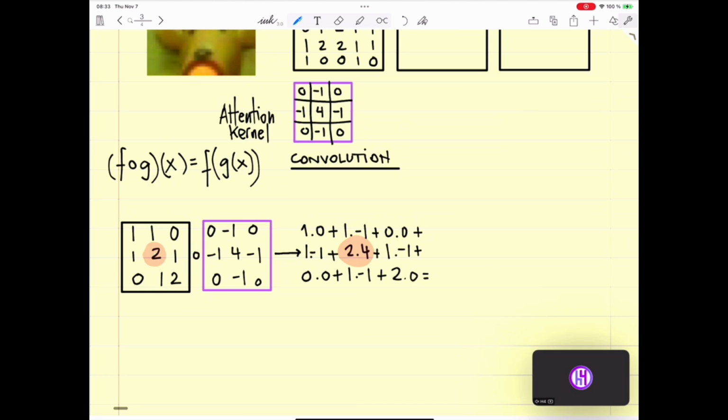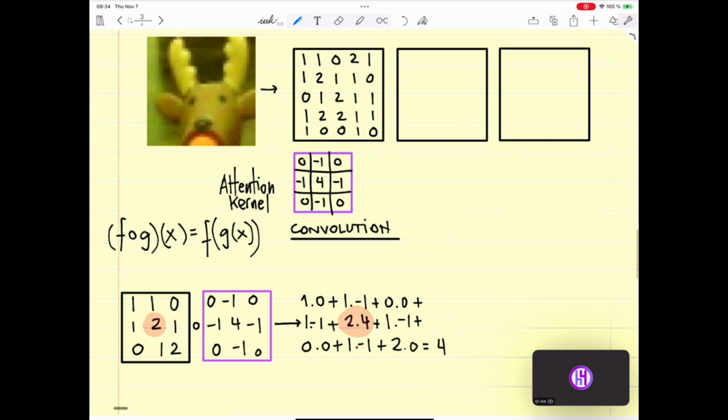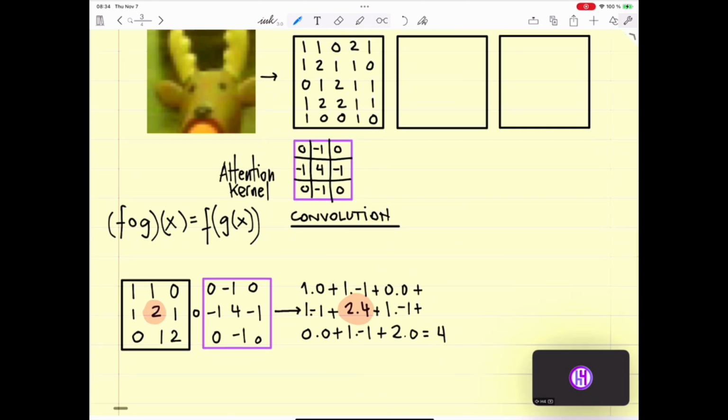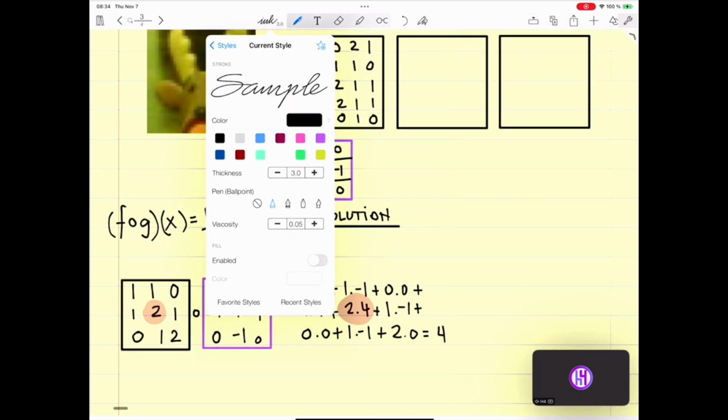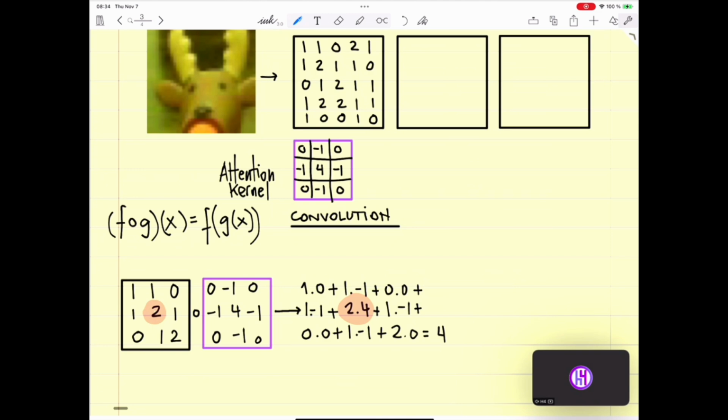1 times 0 is 0, minus 1, minus 2, plus 8 is 6, minus 1 is 5, minus 1 is 4. Okay? So now what do we do next? We take the next pixel sequence. We go here. And we're just going to be sweeping all the image.